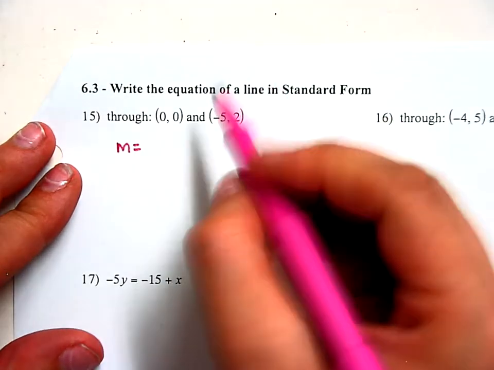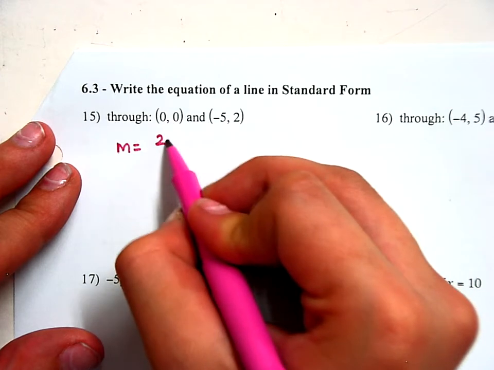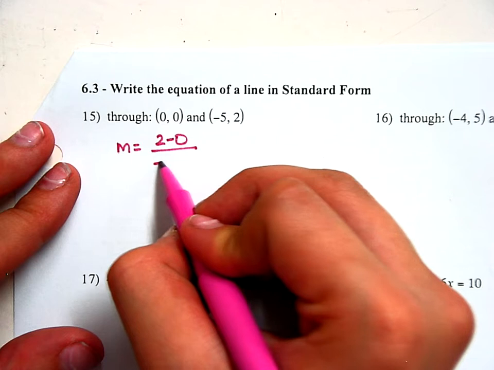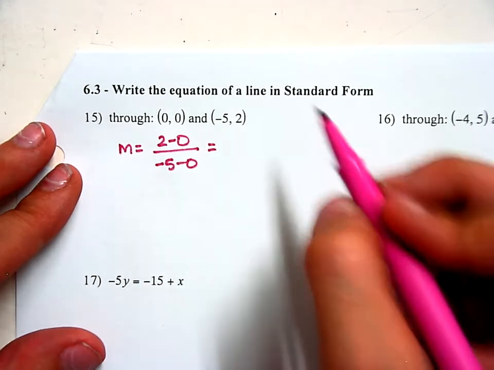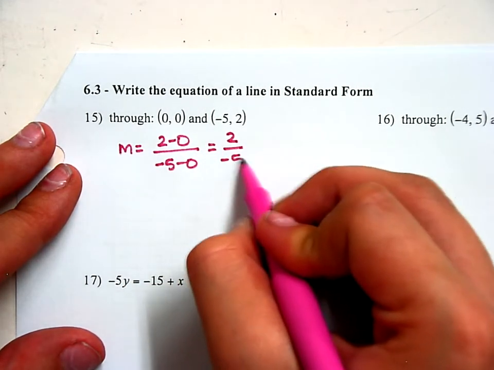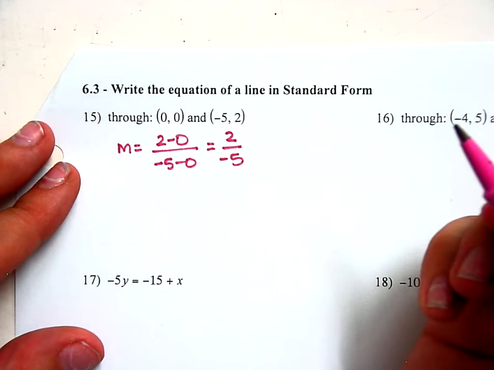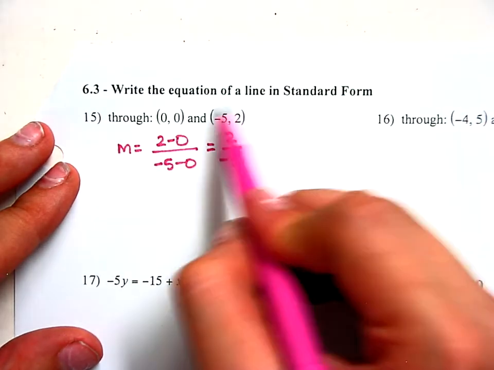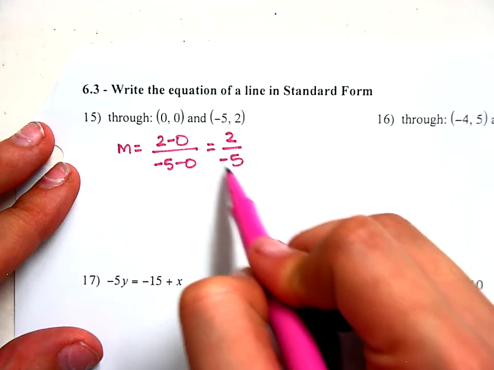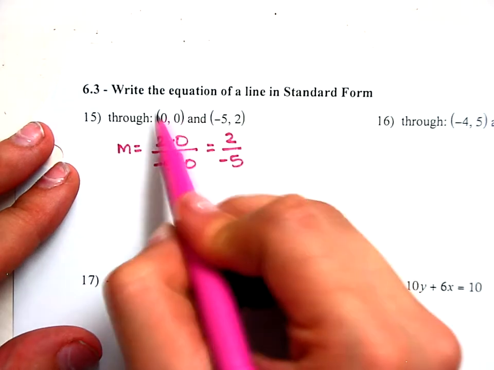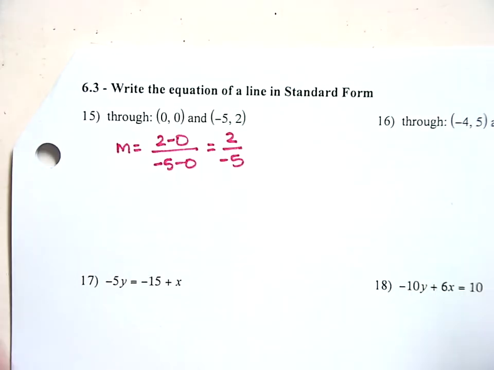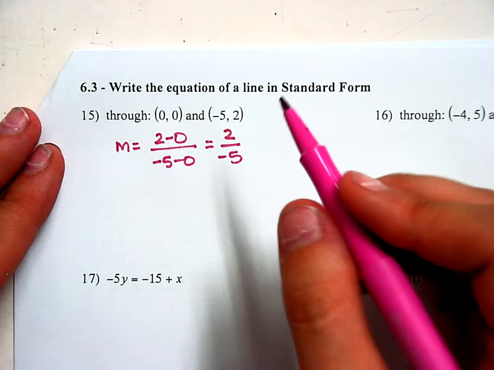So let's find the change in y. That's 2 minus 0 divided by the change in x, negative 5 minus 0. So that makes my slope 2 over negative 5, or negative 2/5. Either is fine. All right. What I want to do now is, since I have a point and I have a slope, I also have a y-intercept, I'm going to write an equation in either point slope or slope-intercept. Let's do slope-intercept. Why not?